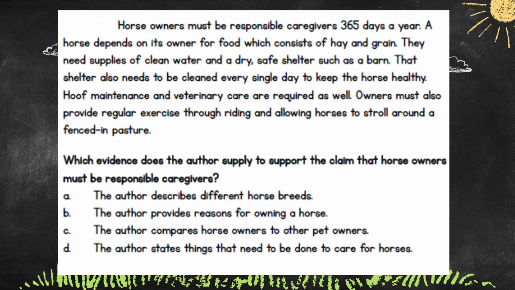All right, let's look at another example. Let's read this together. So make sure you're reading the text with me. Horse owners must be responsible caregivers 365 days a year. A horse depends on its owner for food, which consists of hay and grain. They need supplies of clean water and a dry, safe shelter, such as a barn. That shelter also needs to be cleaned every single day to keep the horse healthy. Hoof maintenance and veterinarian care are required as well. Owners must also provide regular exercise through riding and allowing horses to stroll around a fenced in pasture.